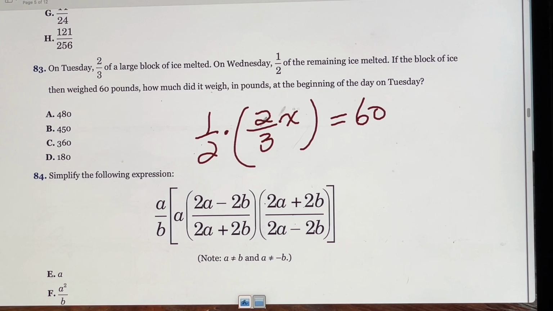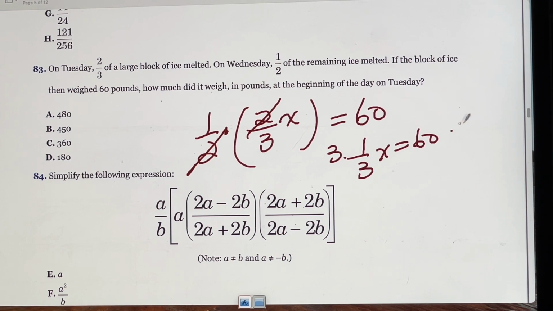Let's solve this. Half times 2/3, we can simplify, right? The 2 and the 2, we get 1/3 of X equals 60. Multiply both sides by 3, and X equals 180.